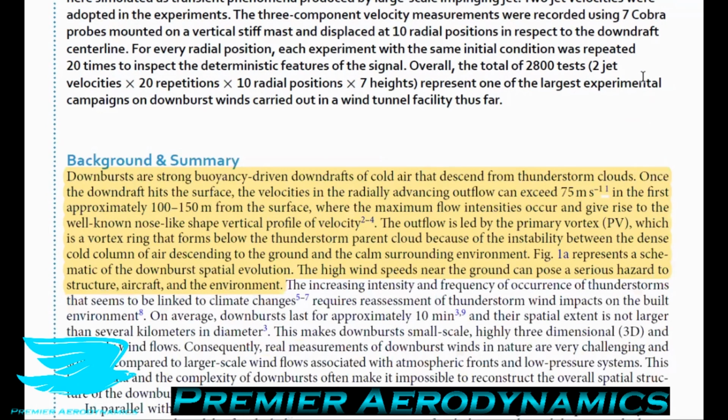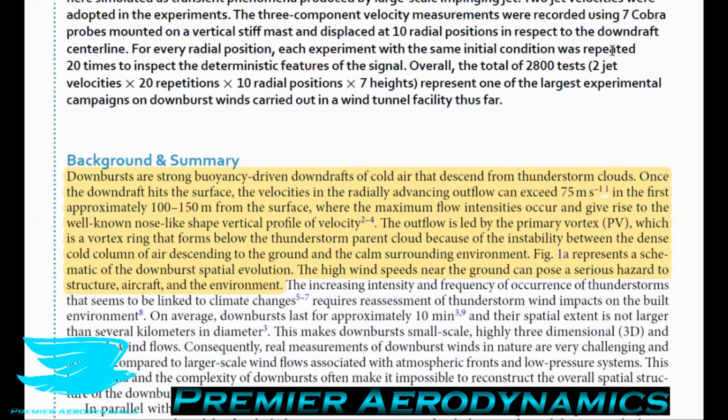Downbursts are strong buoyancy-driven downdrafts of cold air that descend from thunderstorm clouds. Once the downdraft hits the surface, the velocities in the radially advancing outflow can exceed 75 meters per second in the first approximately 100 to 150 meters from the surface, whereas the maximum flow intensities occur and give rise to the well-known nose-like shape velocity profile.